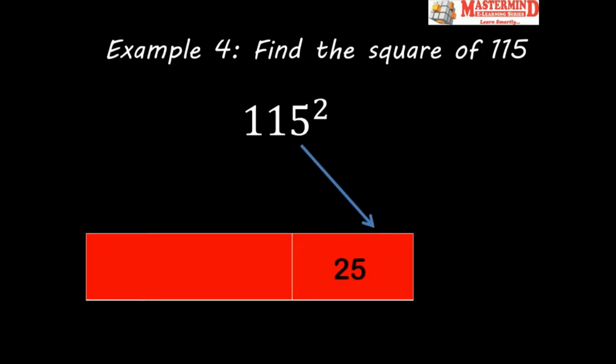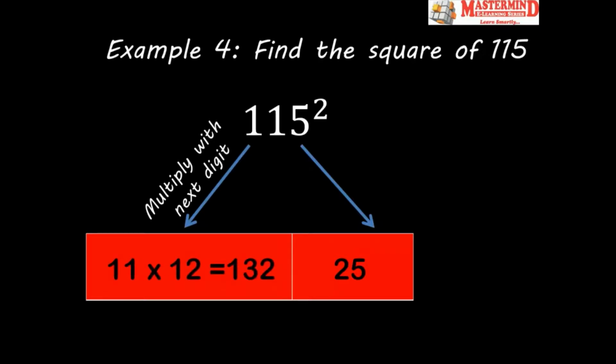For the left side, we just look at the number written before 5. The number before 5 here is 11. So we multiply 11 with the next number, that is 12. Now 11 into 12 is 132. Combine the left hand side and right hand side. So our answer is 13,225. Isn't that simple?